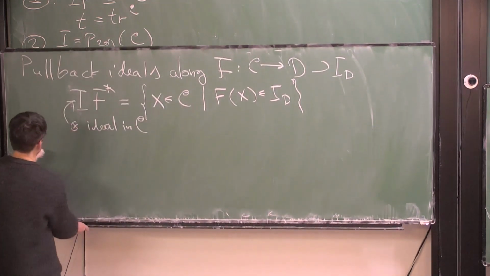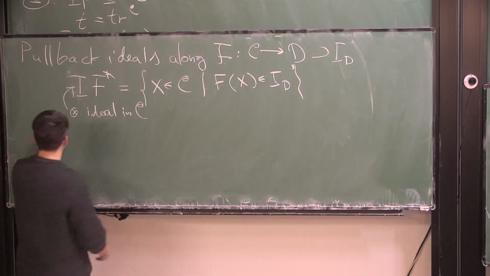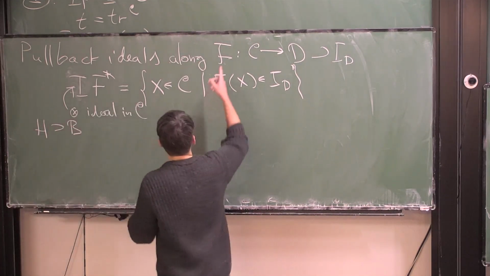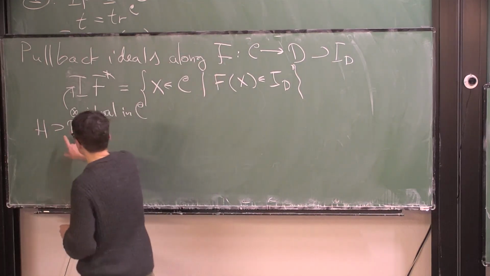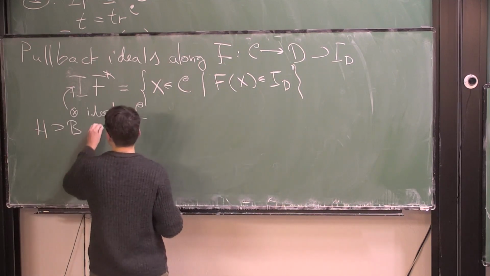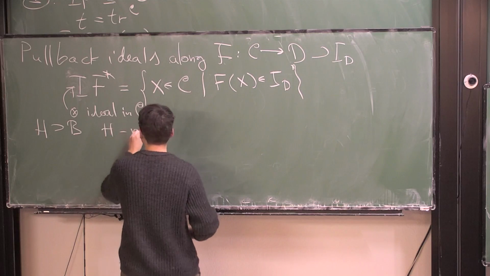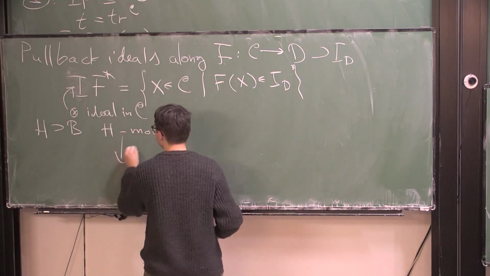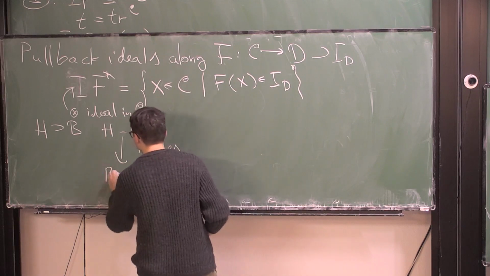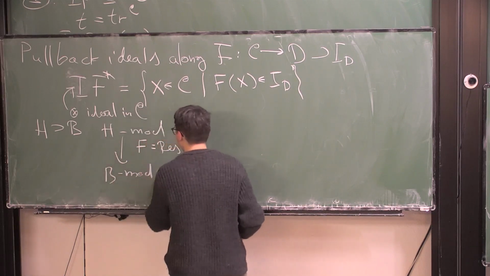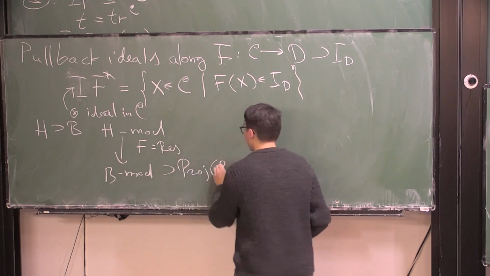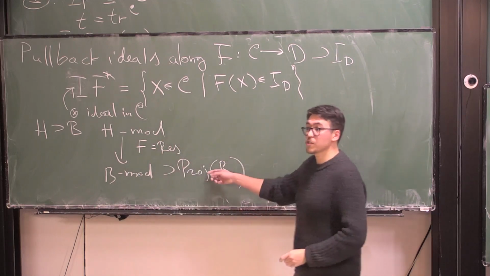What is interesting for this is that if you have a Hopf algebra H and you have a Hopf subalgebra B, we have such a functor. I mean, assume B shares the same pivotal element as H. So you have such a functor F. It's just the restriction functor, B mod. And on this side, I take projectives of B mod. And then you can ask, what is a pullback ideal?